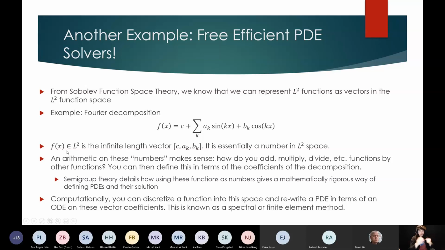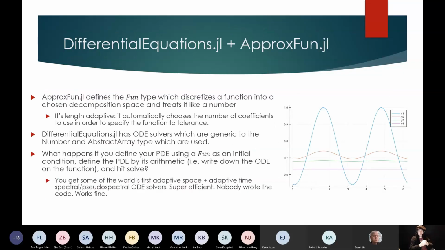And so in this representation, we can define an algebra, right? We can multiply two functions, you can add two functions, and you can define this algebra on these vectors of the coefficients. And by semigroup theory, an ODE where your scalars are L2 functions is another representation of a partial differential equation, right? So computationally, we can use this as a new method for developing PDE solvers directly from ODE solvers. So here's one way to do that as a compilation trick.